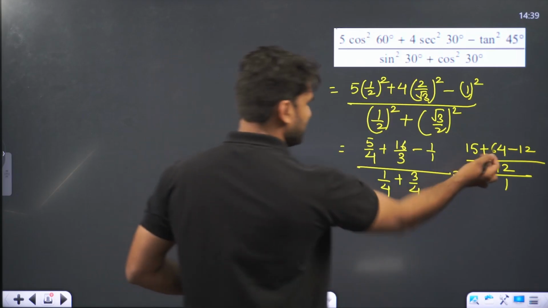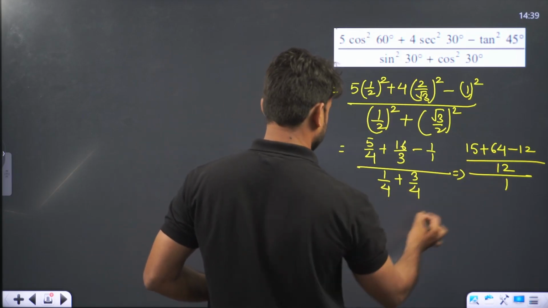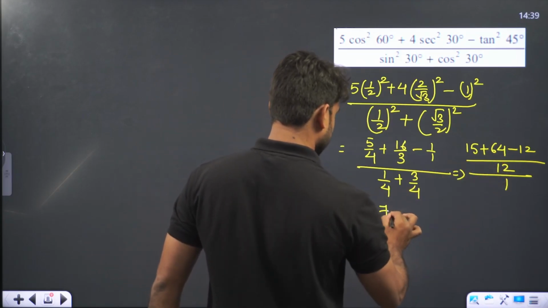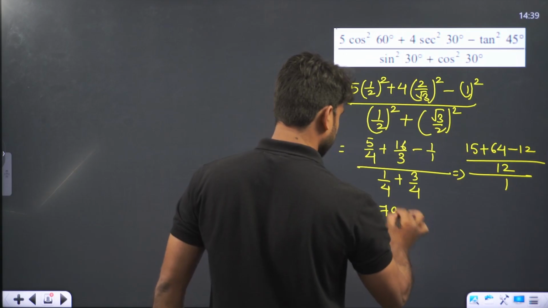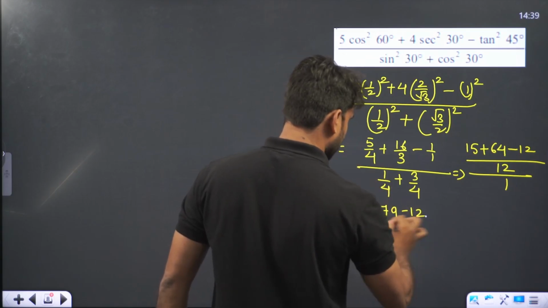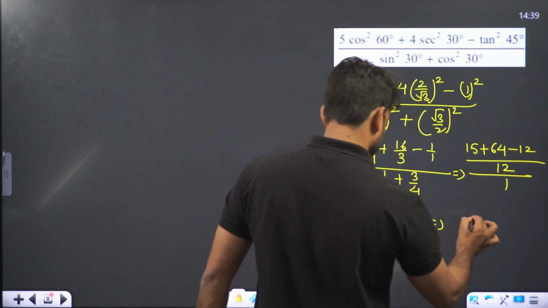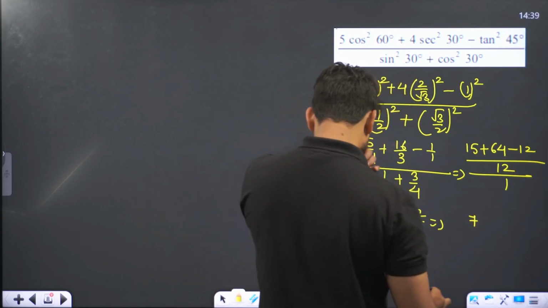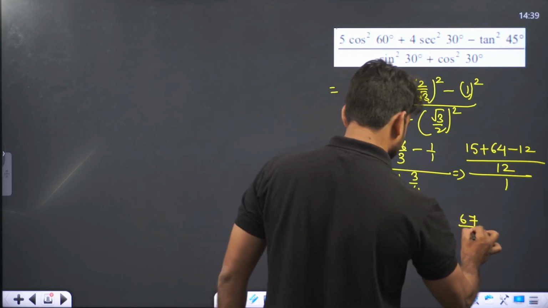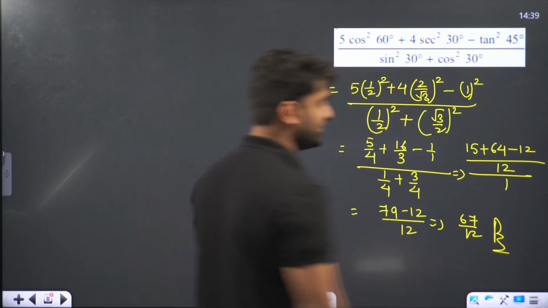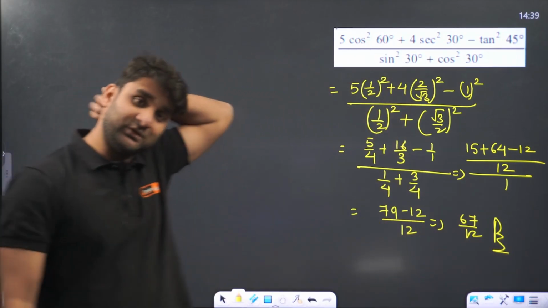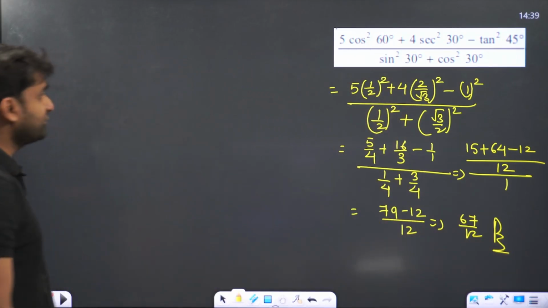Now 15 plus 64 will be what? 15 plus 64 is 79, minus 12, divided by 12. So 79 minus 12 will be 67. This is the answer: 67 by 12 will be the answer. Clear everyone? Moving ahead. Next question.